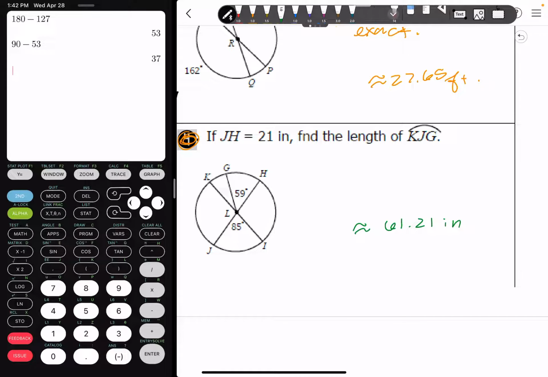You'll notice that they are asking you for a major arc here, K, J, G. Go in the order that they're giving you. For this one, find out how much this tiny little angle is right here. And you can just do that by subtracting 59 from this 85, since these are vertical angles right here.